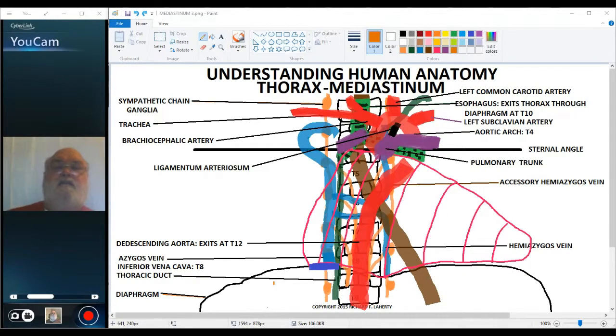Welcome back to Understanding Human Anatomy and part 4 of our discussion of the mediastinum. When I left off last video, we had added in the aorta and pulmonary trunk and ligamentum arteriosum to our diagram. I want to talk next about the vagus nerve. And we're going to start with the left vagus.